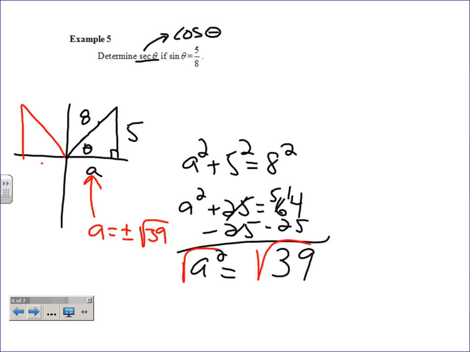Now we still have to find secant eventually, but we have to find cosine first, and some of you see what's coming here. All right. So find cosine first, which is adjacent over hypotenuse. So it's positive and negative square root of 39 all over 8.